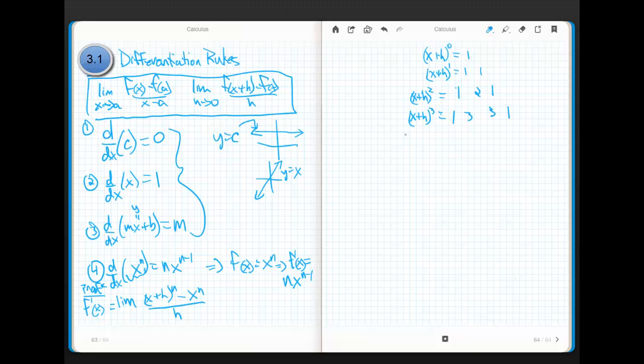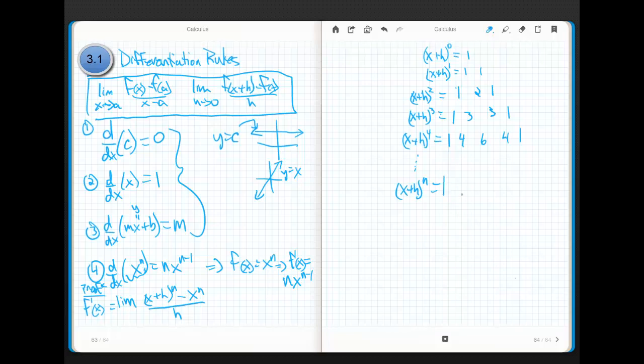Right? Let's do one more, just so we can look at this. X plus h to the fourth. Remember how this works? 1, 4, 6, 4, 1. Now, let's go down a little bit. Let's go all the way down to x plus h to the n. And let's think about what really happens here.